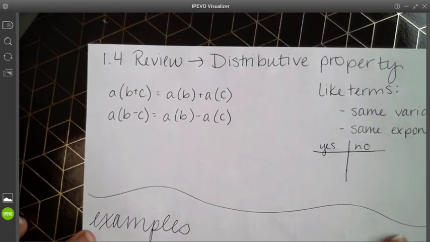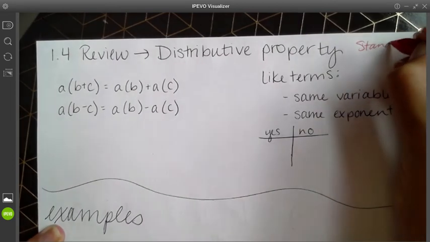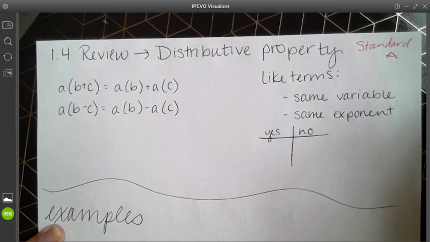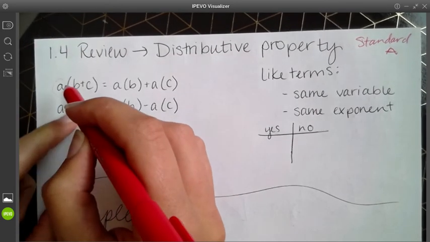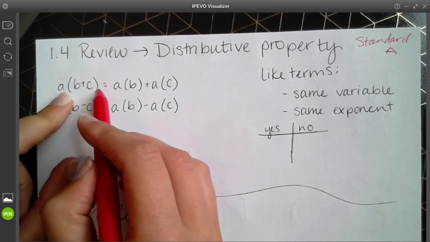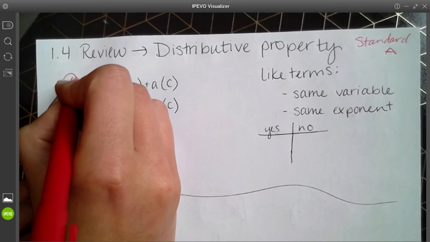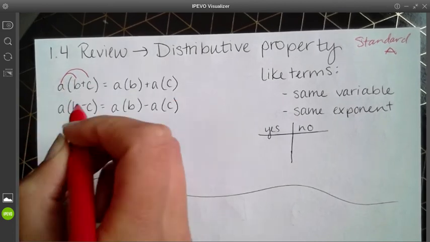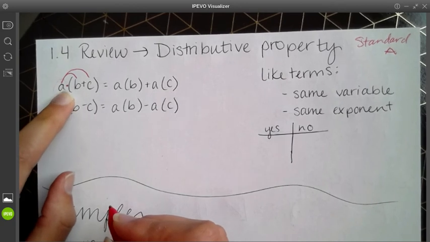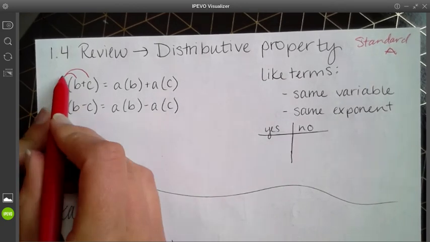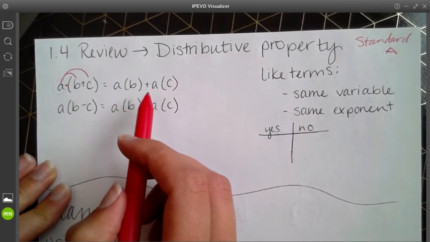Because we're also going to look at 1.4, distributive property. This is also standard A. All right, so the distributive property says if you have a number being multiplied by a quantity where you're adding, you can rewrite it like this. I always draw on these curves where I distribute the multiplication, right? This multiplication here, A times this whole group. I'm distributing that multiplication to each part of the group. And you can rewrite like this, okay?